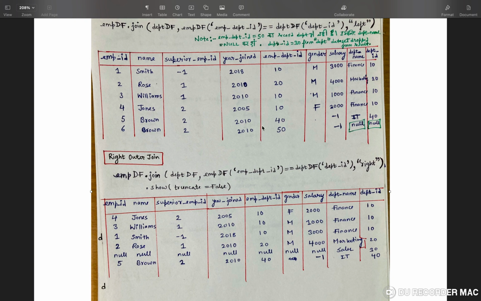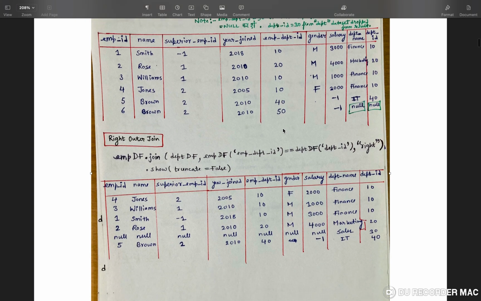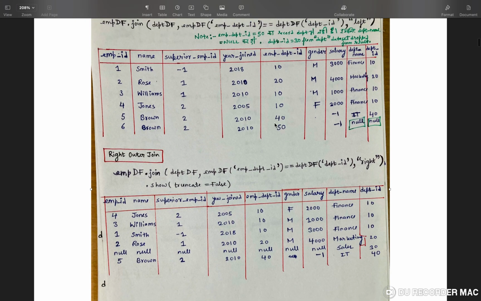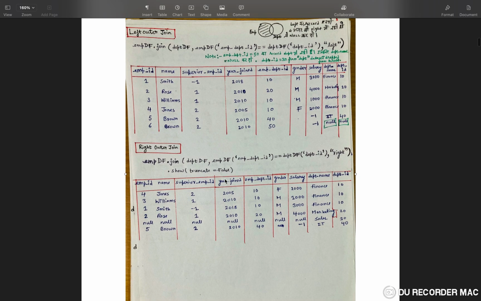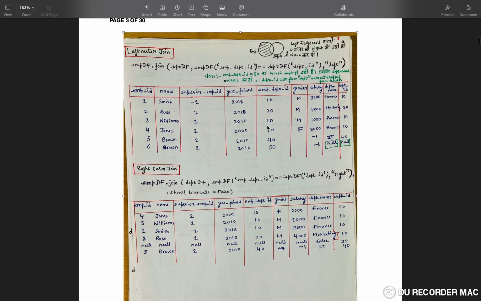50 is getting dropped, but 50 is present in the left outer join, right? So you can easily correlate the difference between left outer join and right outer join, and from the Venn diagram you can easily correlate that we are keeping the data only from the left. The common one is not present here, right?